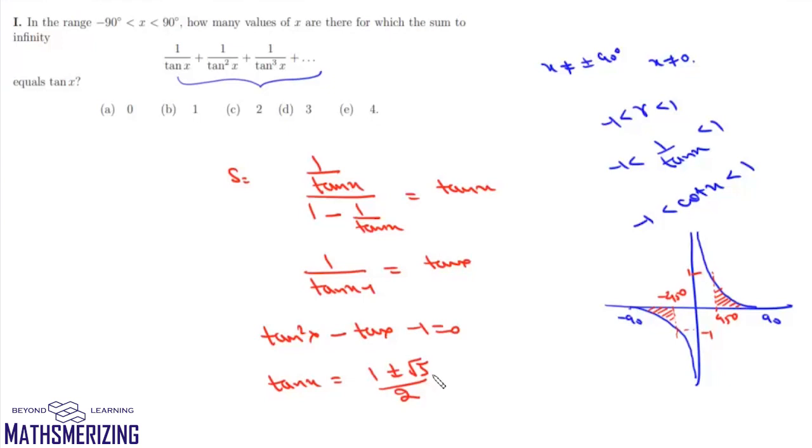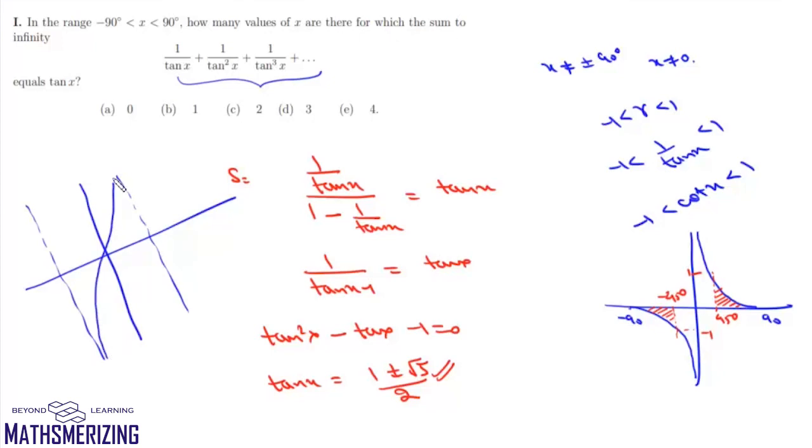Now we'll need to find the number of solutions in the interval -90 to +90. We'll draw the graph of tan x. So between -90 and +90, we'll have this graph of tan x. And here we need not consider the graph between -45 and +45. So we are not going to consider the portion of the graph between -45 and +45. Now we'll draw straight lines at y = (1 - √5)/2 and y = (1 + √5)/2.